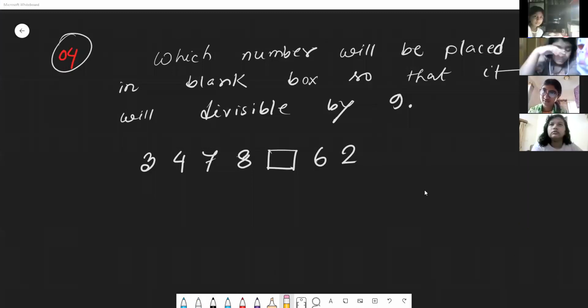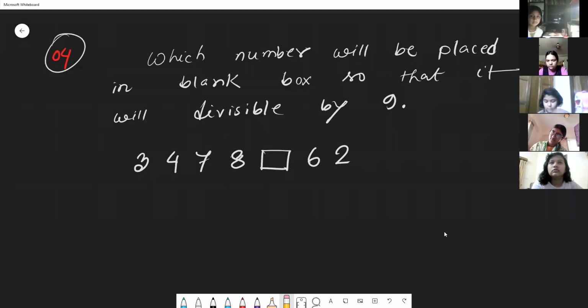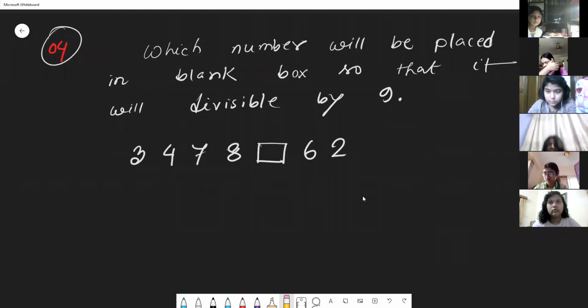Yes, the answer will be 5. Anyone else who has done this one? So what is the condition for divisibility by 9? Yes, first we have to find the sum, and we have to test whether the result is divisible by 9 or not. If the sum is divisible by 9, then the whole number will be divisible by 9. Okay, now we can test our answer.